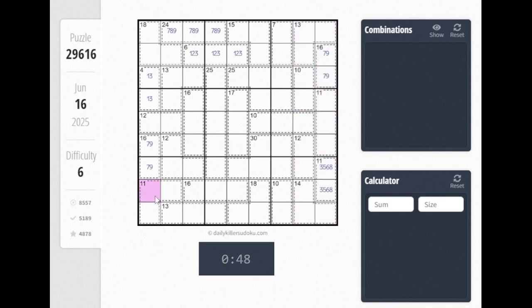Okay, so let's do these. 11, 27, 35, 45, 55, 69, 82. And I'm going to try and refrain from actually looking at the solve this time around.